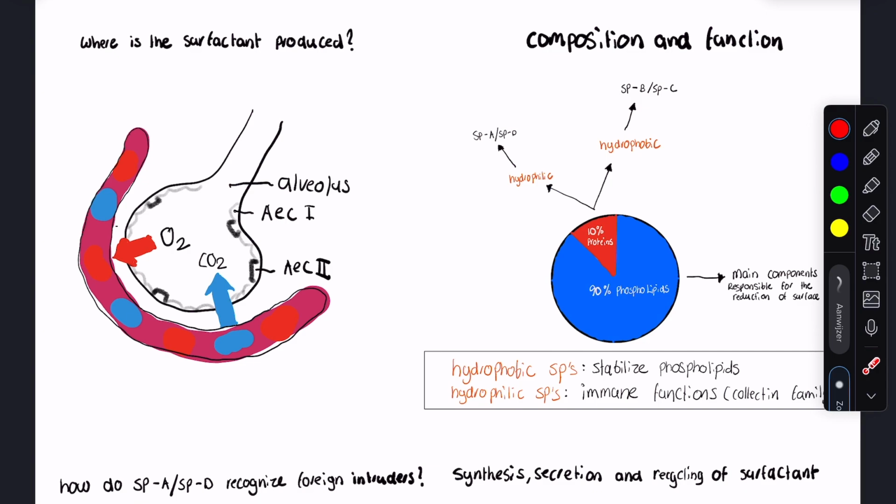So where is the surfactant produced? Well, the surfactant is produced in the alveolar epithelial cells type 2, which you can see here. And these will produce the surfactant, and the surfactant will reduce the surface tension so that, when we exhale, the alveolus does not collapse anymore.